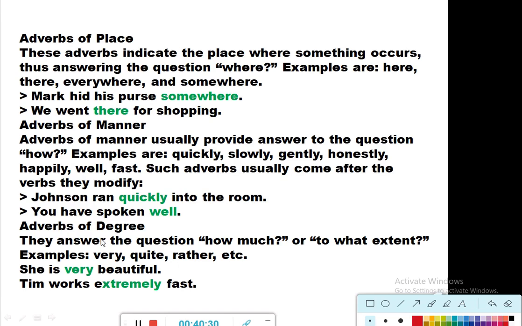Adverbs of degree, they answer the question how much or to what extent. Examples: very, quite, rather, etc. She is very beautiful. If we say she is beautiful, how much beautiful is she, or to what extent is she beautiful? She is very beautiful. Tim walks extremely fast. If we say Tim walks fast, then we can ask how fast does Tim walk? Tim walks extremely fast.